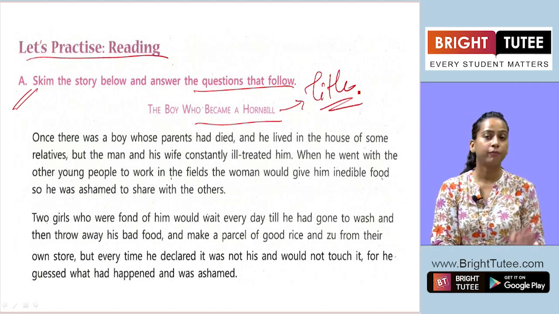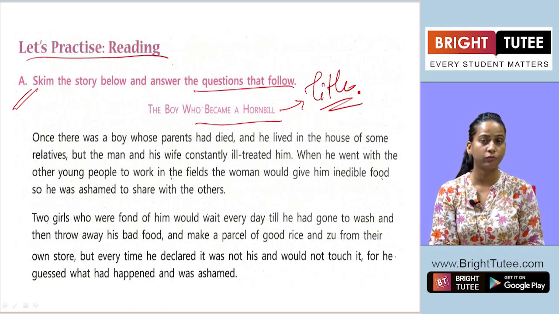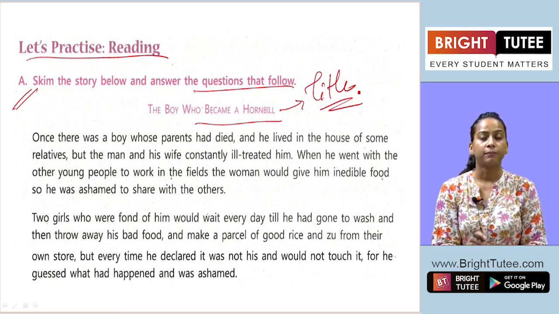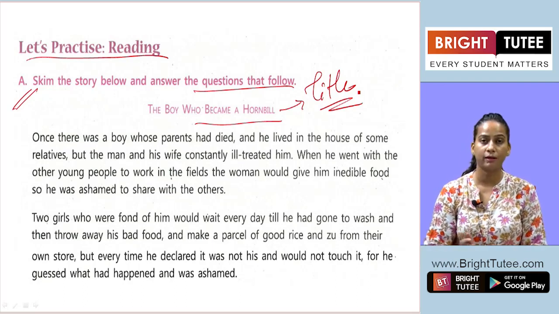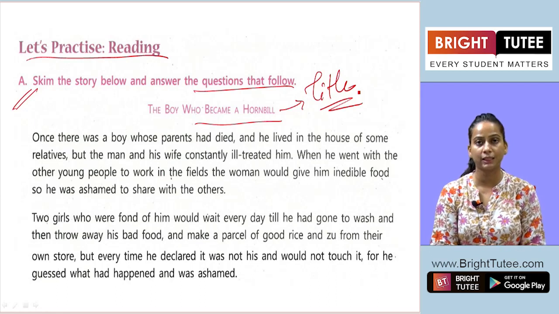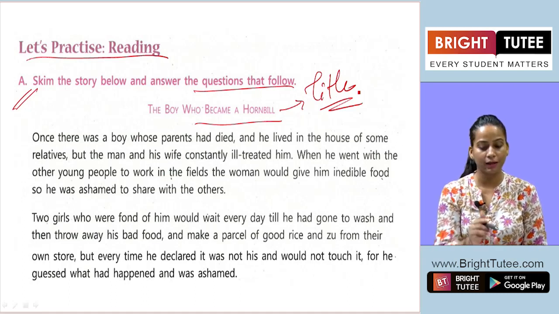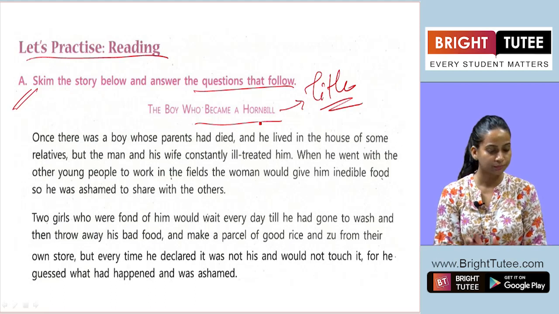Before reading that, I would again like to remind you that you have to go through the questions first. Just look at the questions and get the idea of what particular questions they have asked. So it will be a little easier for you to use these techniques and find the appropriate answers to your questions. Clear? So now let's start with that. The Boy Who Became a Hornbill is the title of the story.